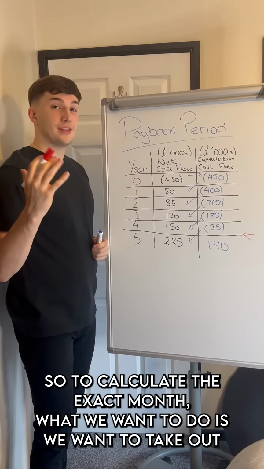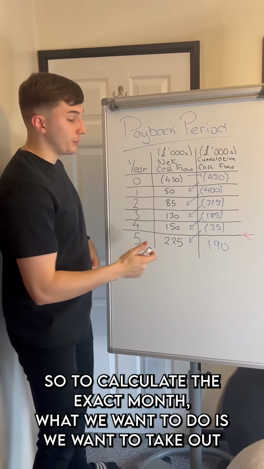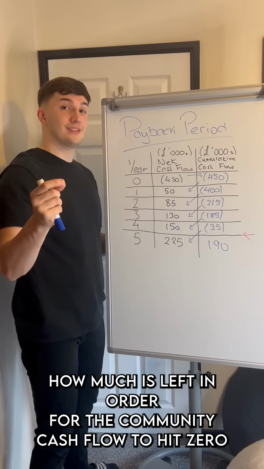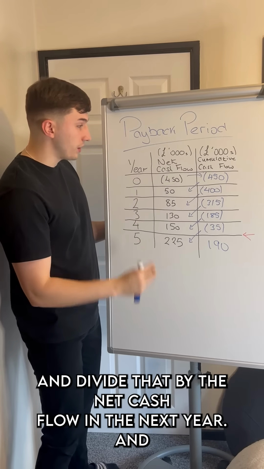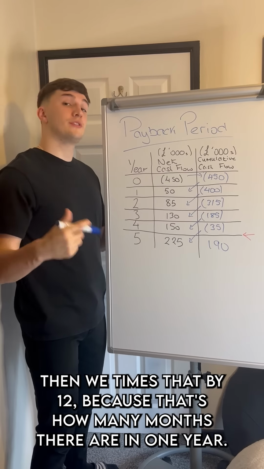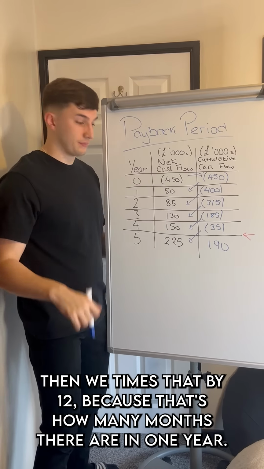So to calculate the exact month, what we want to do is take out how much is left in order for the cumulative cash flow to hit 0 and divide that by the net cash flow in the next year. And then we times that by 12 because that's how many months there are in 1 year.